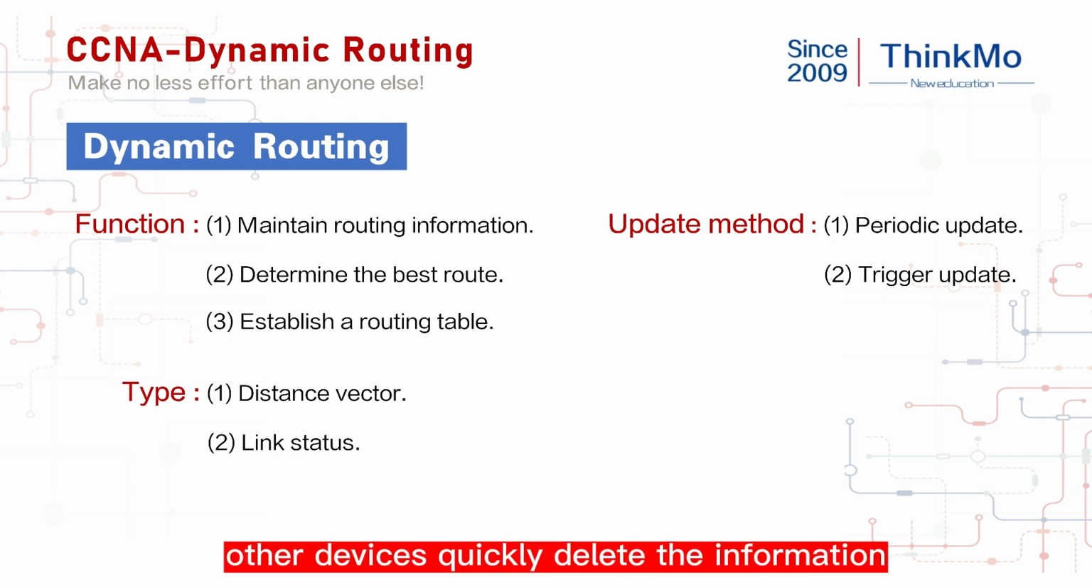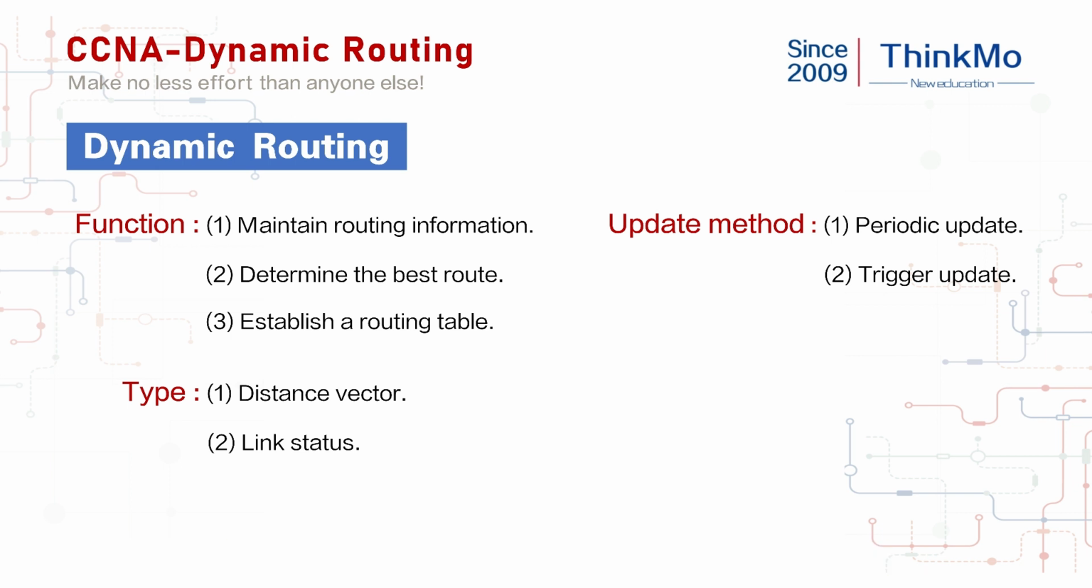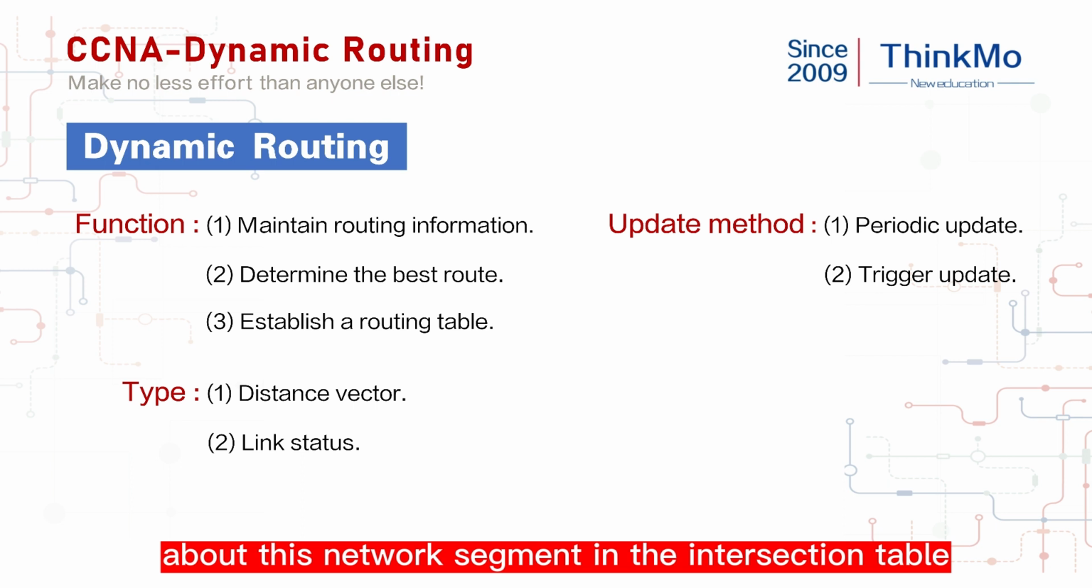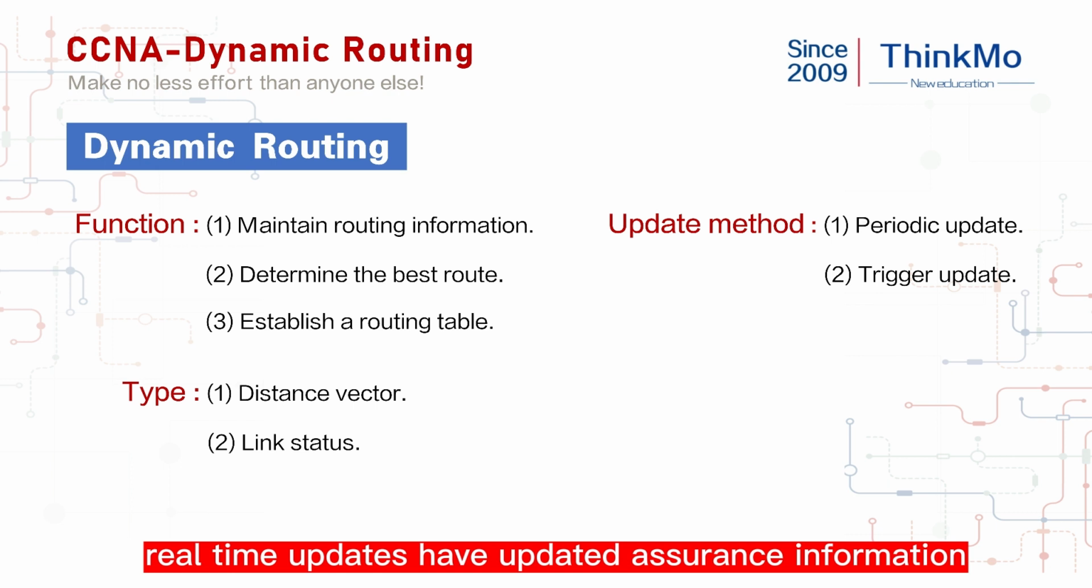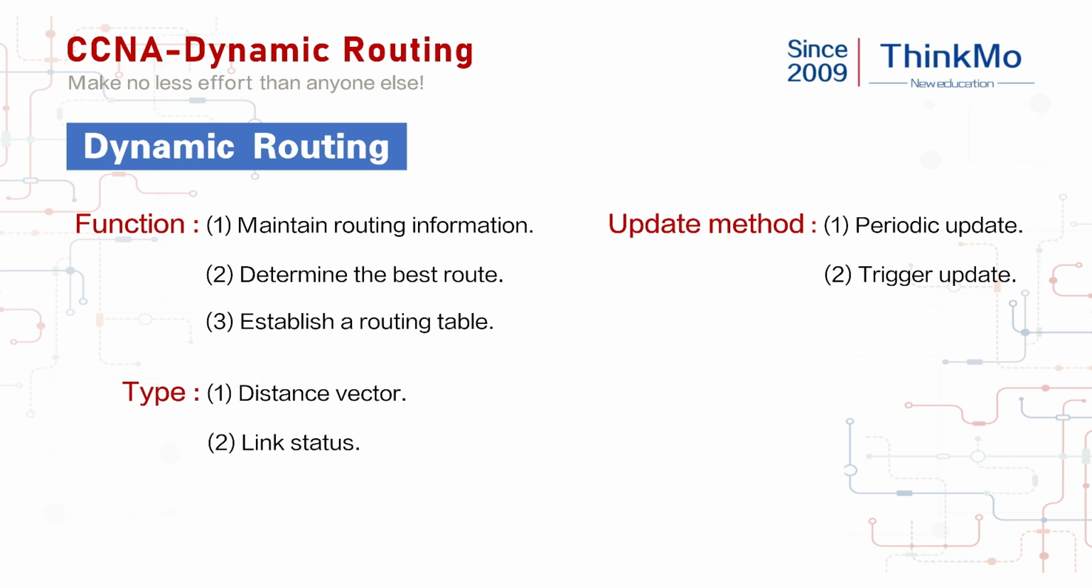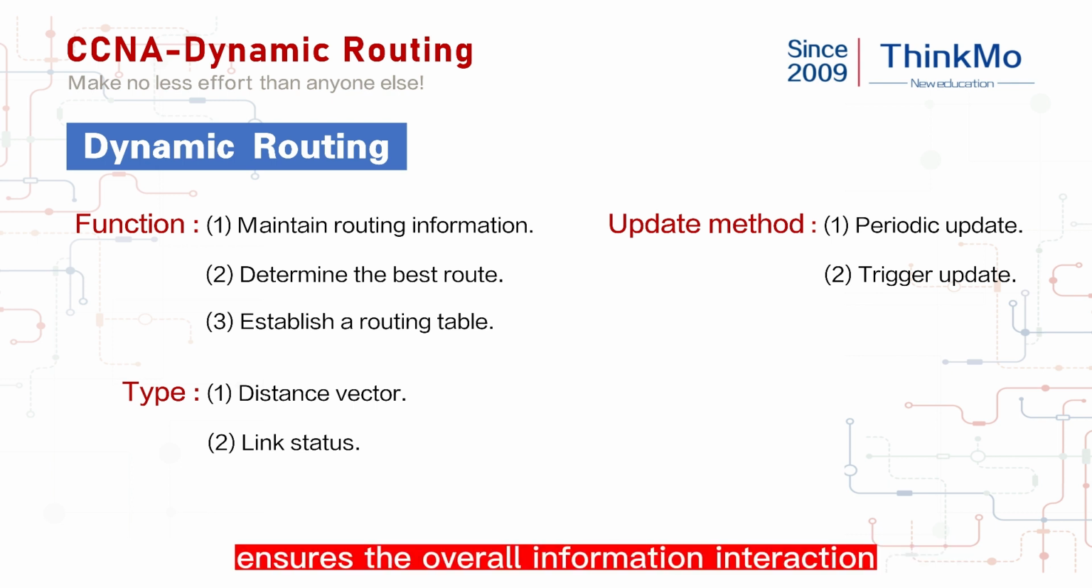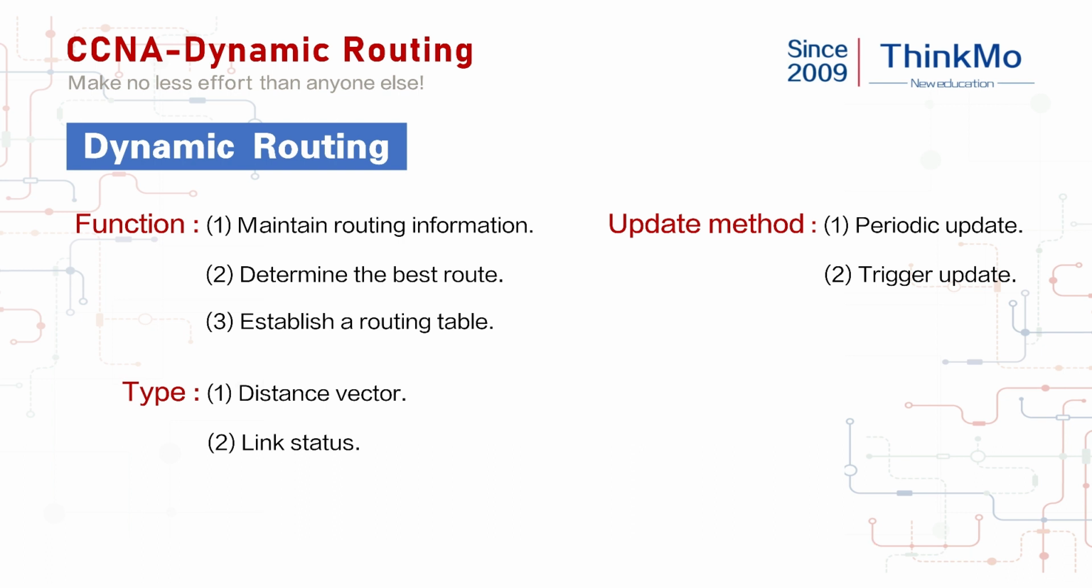Other devices quickly delete the information about this network segment in the routing table. Don't visit it anymore, because its network segment is gone. This is called triggered update. Triggered updates provide real-time updates of changed information. Periodic updates ensure the overall information exchange of the routing table.